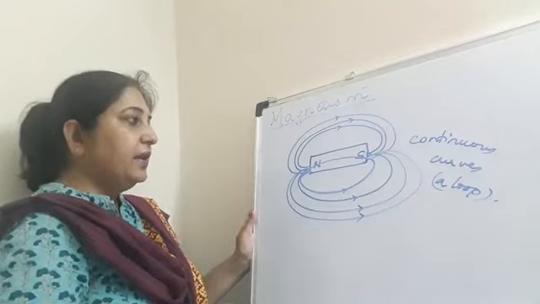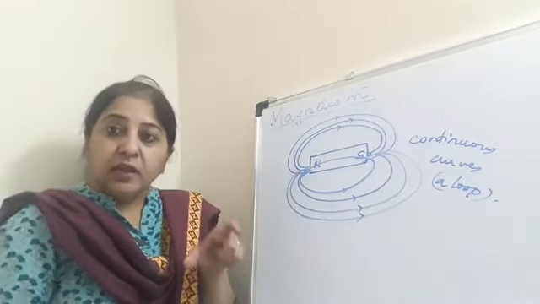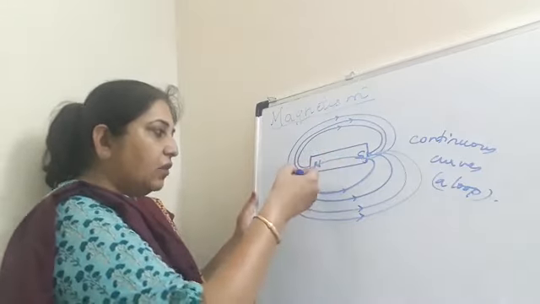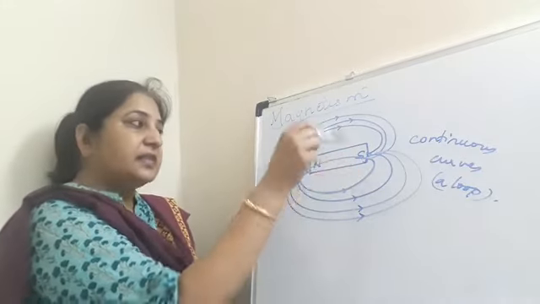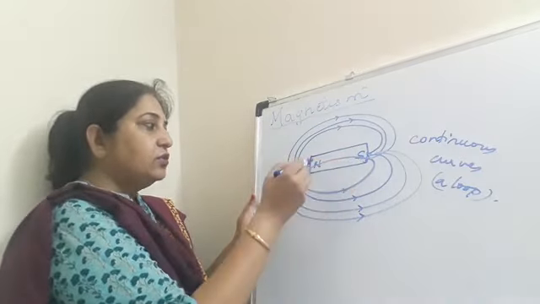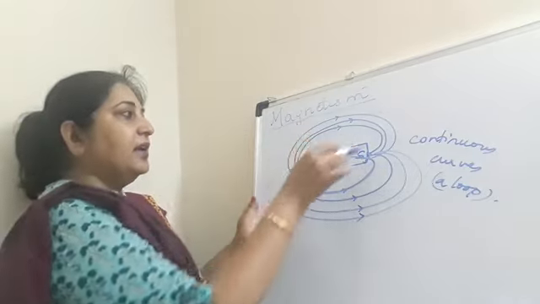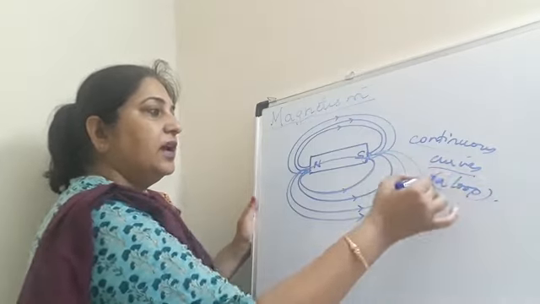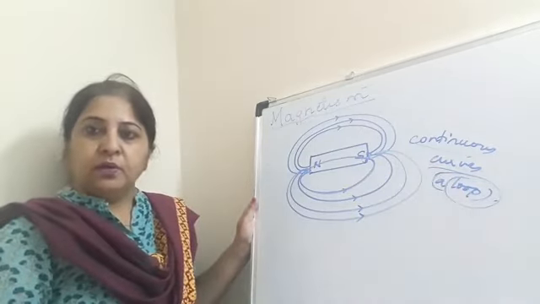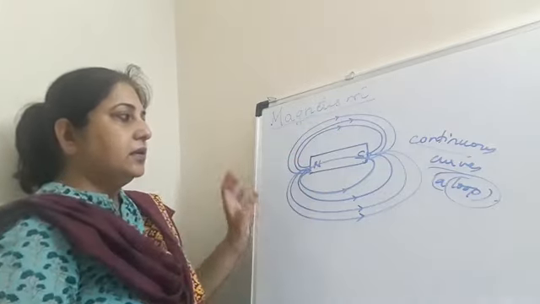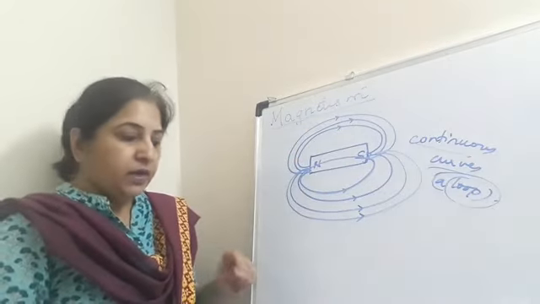So what is happening? Every magnetic line of force will move from north to south outside the magnet, but inside the magnet it will move from south to north to complete the loop, because every magnetic line of force forms a continuous loop, right? Is it clear to you? So this is a representation of the magnetic lines of force.